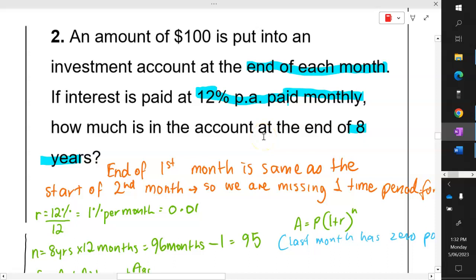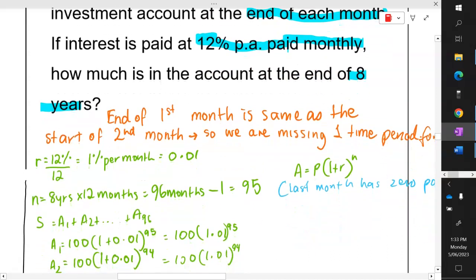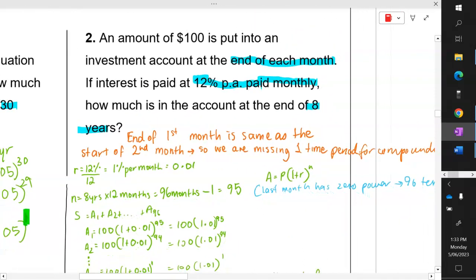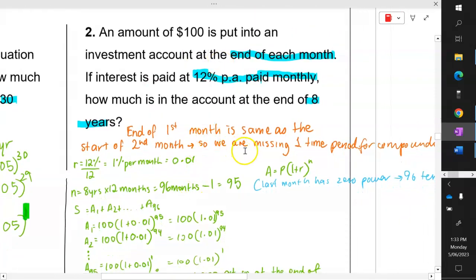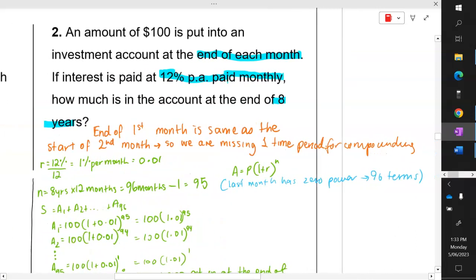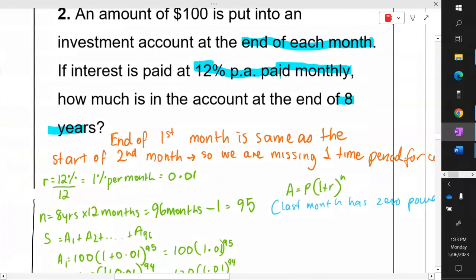So we need to change our years to months. We need to change our percentage to months. And I've done that down here, but I just wanted to note the orange part here. It says at the end of the first month is the same as the start of the second month. So we're basically missing one time period for the compounding of interest. And I'll show you what that does to our progression down below. So our rate is 12%, divided by 12, so it's 1% per month, which we divide by 100, and we end up with 0.01. So that's our monthly percentage.